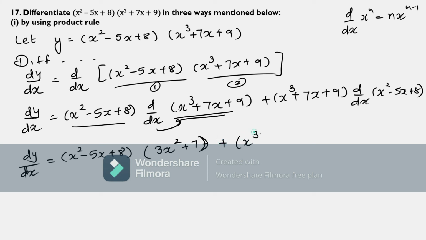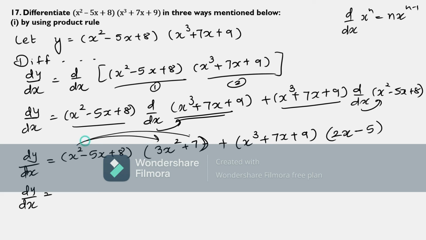Plus, in the second term, again this quantity stays as it is, so let us write this bracket as it is. But here we'll differentiate: x square differentiates to 2x, minus 5x gives minus 5, and for 8, a constant's differentiation is 0. Okay, we got this as the answer, but this is not enough. We have to simplify this further. Here we are going to multiply this out, and the other term also.